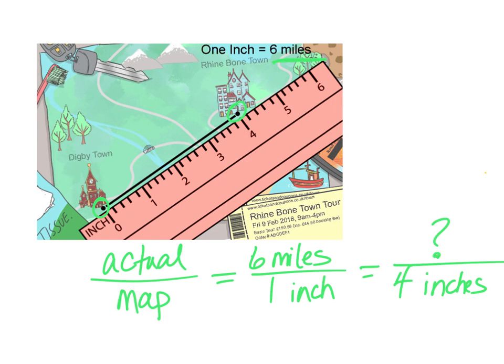So I can use my mental math to think, okay, 1 times 4 gets me to 4. So 6 times 4 will get me to that unknown distance, which is 24 miles. So on the map, when it's 4 inches, that would equal 24 miles in actual distance.